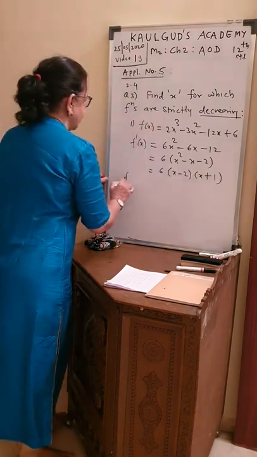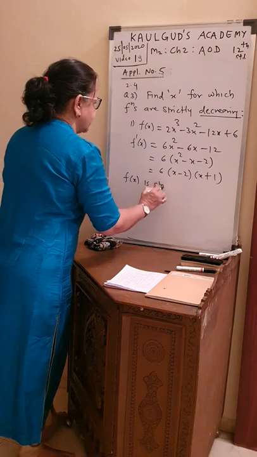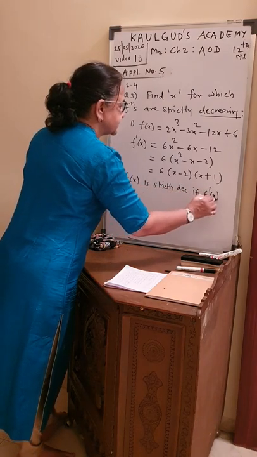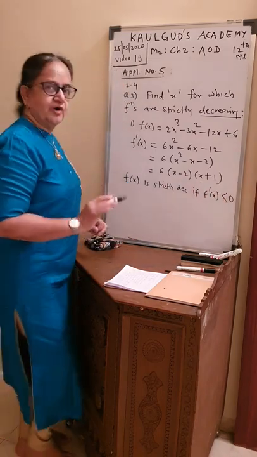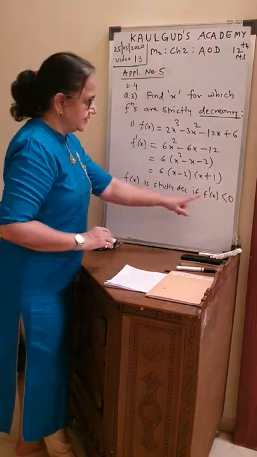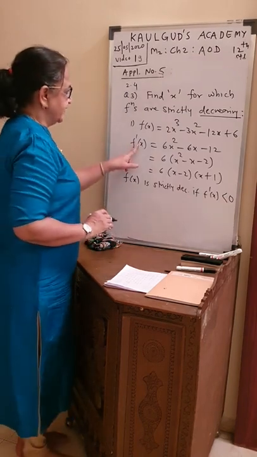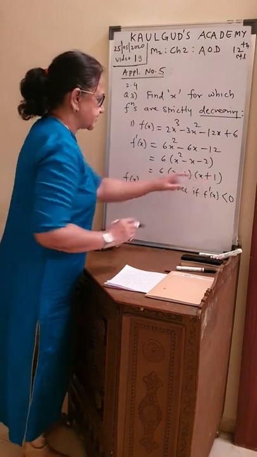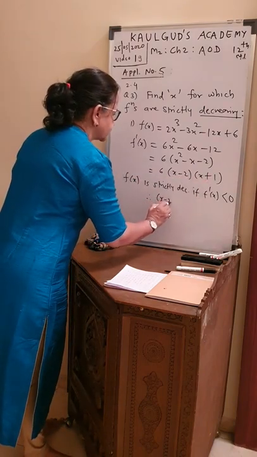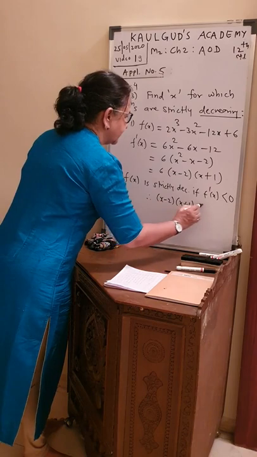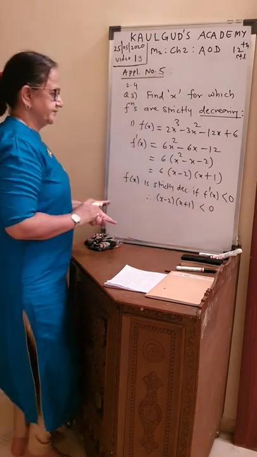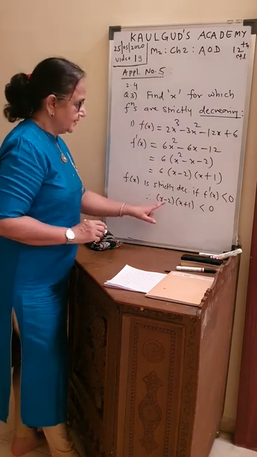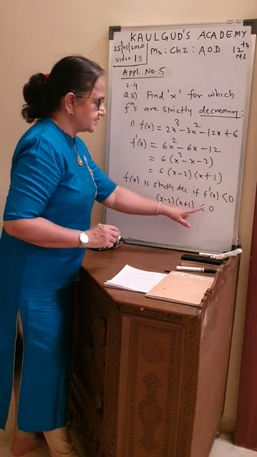Now, we will say f of x is strictly decreasing if f dash of x is less than 0 for all x belonging to R. So, derivative should be less than 0. Now, again 6 is always a positive constant, so we don't have to consider it. This product, x minus 2 into x plus 1, has to be negative. Now when will that happen? Product of two numbers, I want negative.